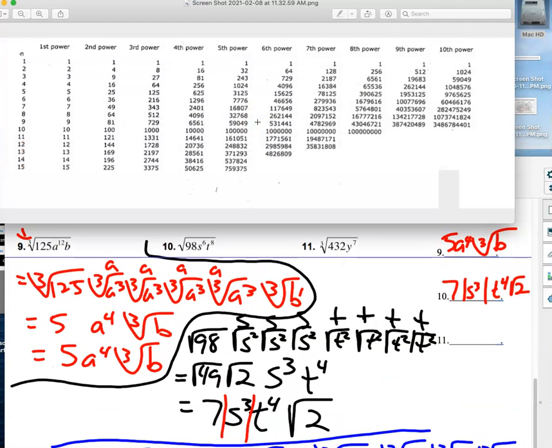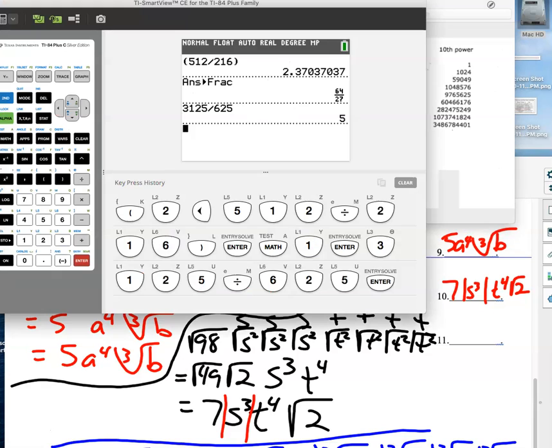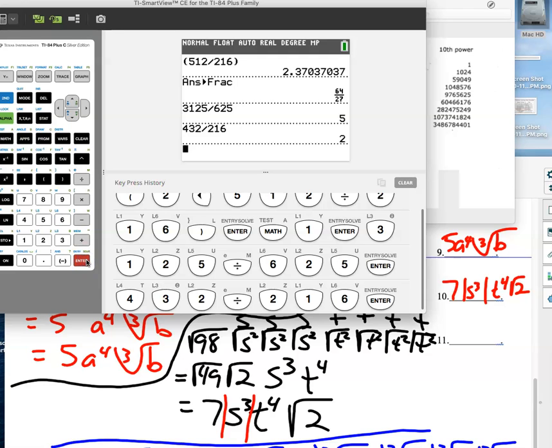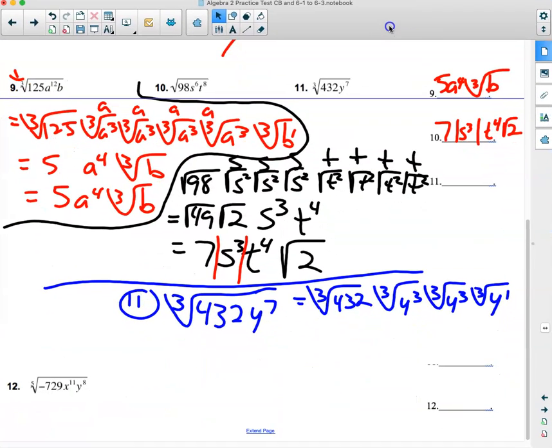So let's go to the power chart. Cubed root, well, that's because it's not on there. So we would grab a calculator and we'd take 432 and we would divide it by 343, but probably not because we know that's not going to work. Then we'd try 216. Well, 432 divided by 216 works perfectly. Gives you a 2.